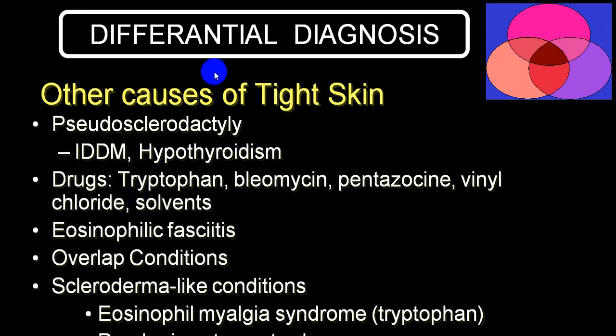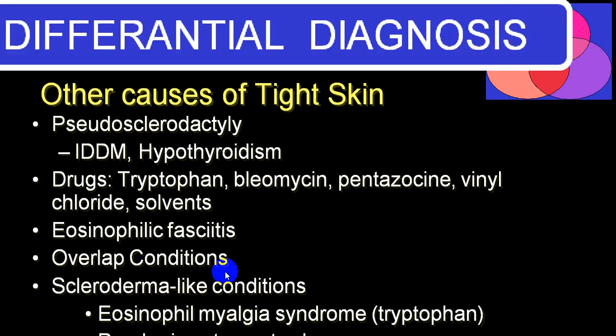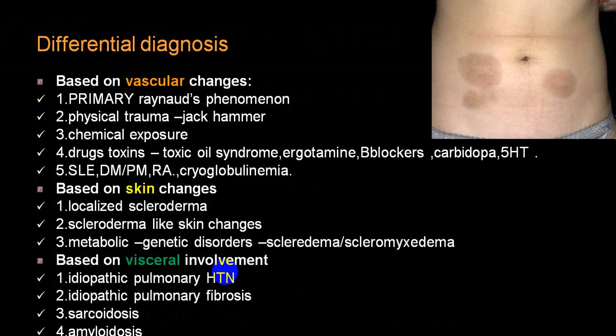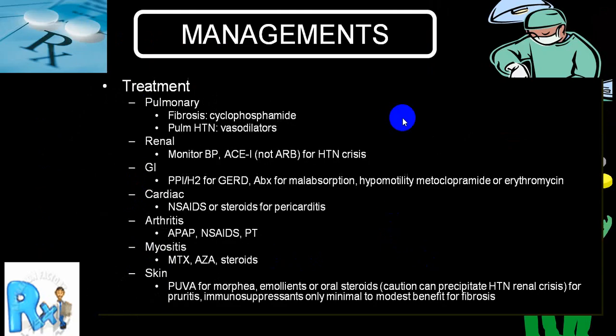Differential diagnosis mainly for tight skin. There are other conditions which can produce tight skin. We call it pseudo-sclerodactyly, like insulin dependent diabetes mellitus, hypothyroidism, certain drugs, overlap conditions, etc. So try to rule out those first. Vascular changes can be seen in a big list, where you can get vascular changes, skin changes, and visceral involvement. That should also be differentiated.